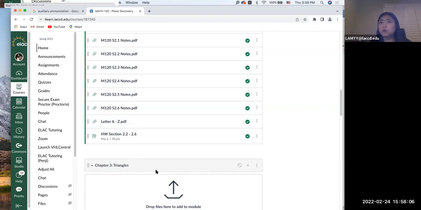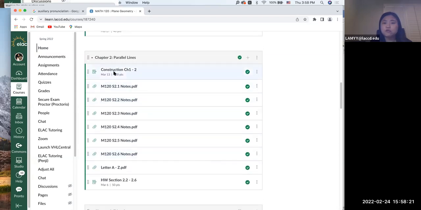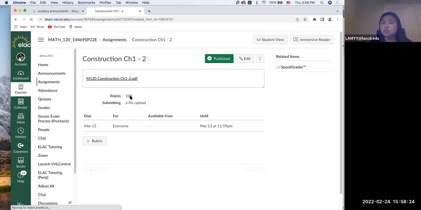I will have section 3.1 ready by Friday. Also next Tuesday, we're going to finish chapter 2, and then we're going to work on the construction packets, chapters 1 and 2. You should find them here. Print them out. And remember, you need the compass. Next Tuesday, everyone needs that. I need the protractor, the compass, the ruler, and a pencil. You have to get them by Tuesday.